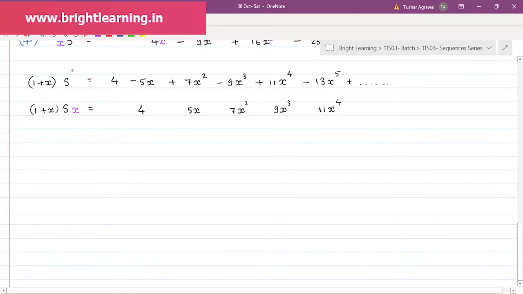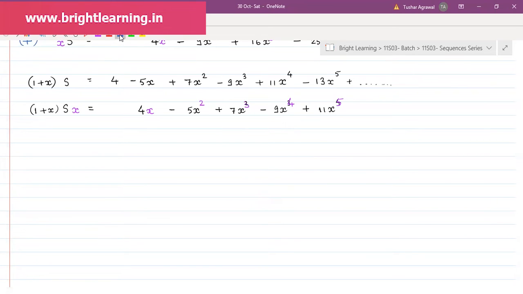This upper sequence, 1 plus x into s, complete into x. So this becomes 4 into x, 5x square, 7x cube, 9x to the power 4, 11x to the power 5 and so on. And signature wise, 4x minus 5x plus 7x square minus 11x cube plus this much and so on.